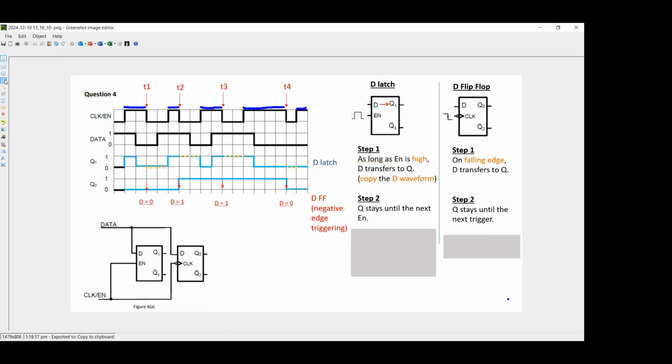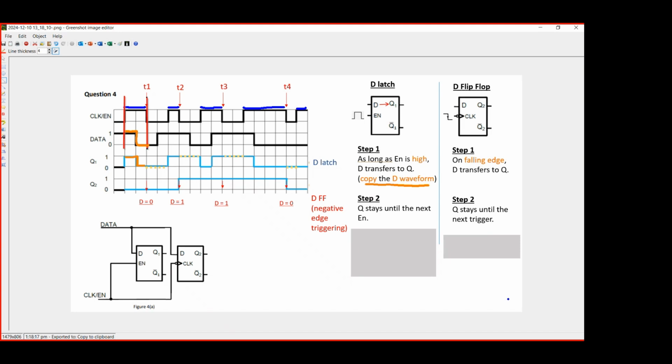Okay, during this duration is from here to here, correct? You look at this duration, from here to here. So the waveform is high, then low, right? So same thing. Your Q1 will be high, then low, because you are asked to copy the D waveform during this duration, drawn by the two vertical red lines. Do you see that? Okay.